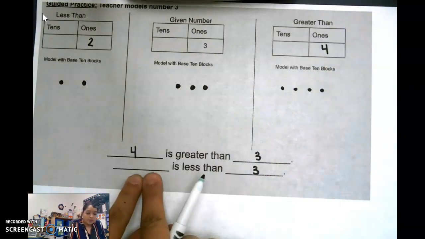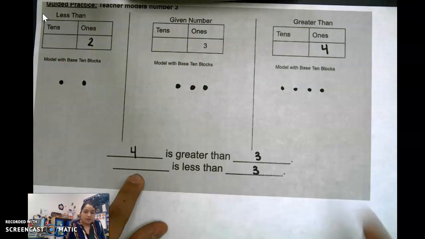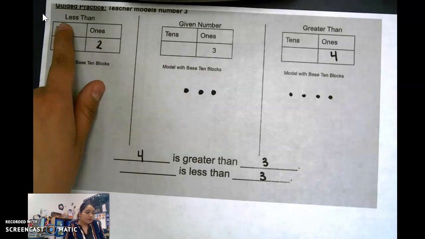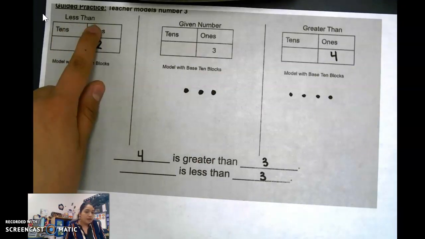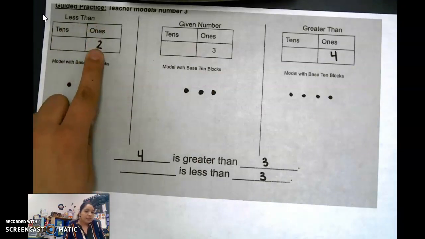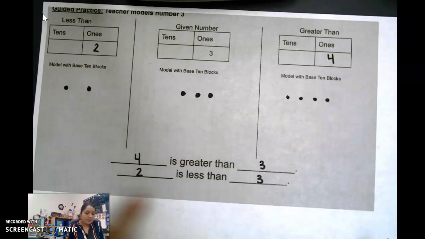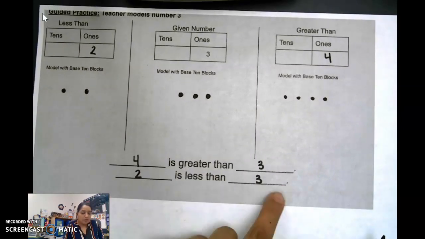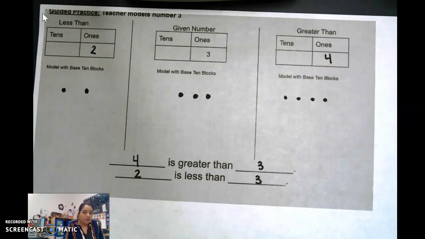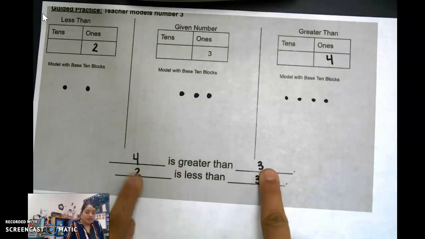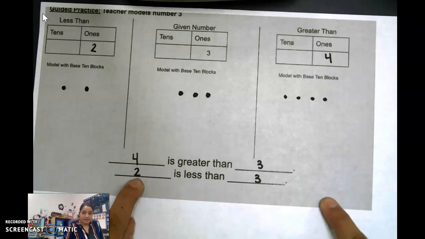Now, which number is less than 3? We can look at our chart and we can see less than. Oops, I see the words less than. Which number did we say is less than 3? Awesome. 2. So we're going to put 2 is less than 3. Ooh. So now we have a number greater than 3 and less than 3. Let's go ahead and practice another one.